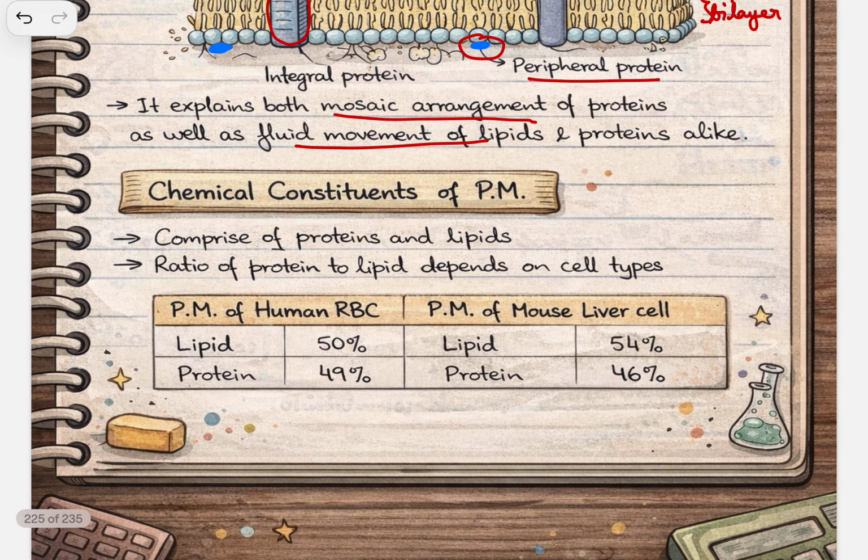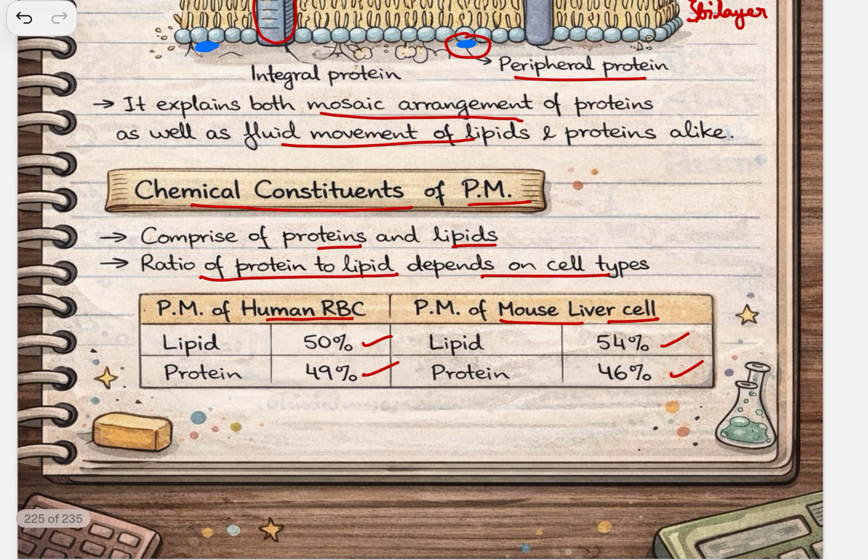So let's talk about the chemical constituents of plasma membrane. It comprises proteins and lipids. The ratio of protein to lipid depends on the cell type. Suppose we are talking about human RBC. So in human RBC, lipids are 50% and proteins are 49%. Similarly, in mouse liver cell, there are 54% lipid and 46% proteins.